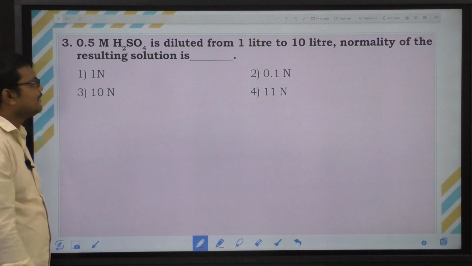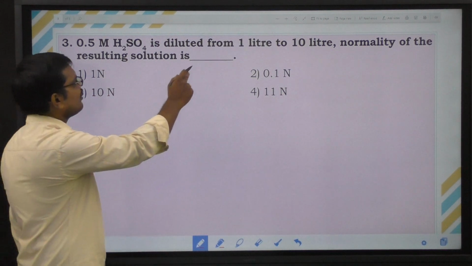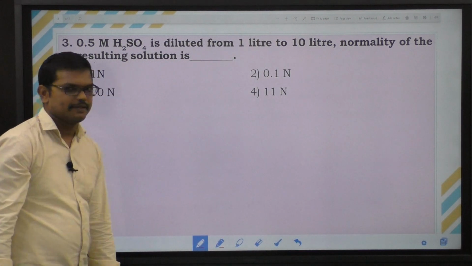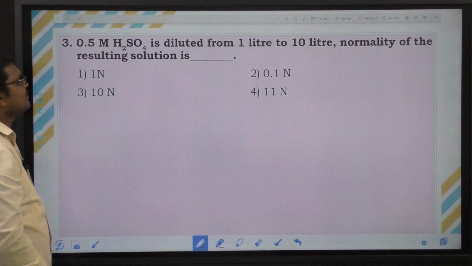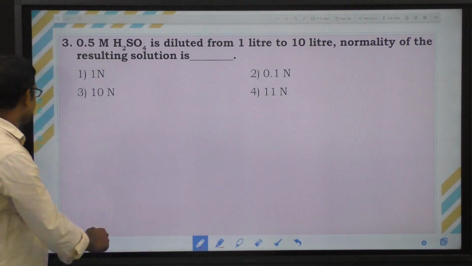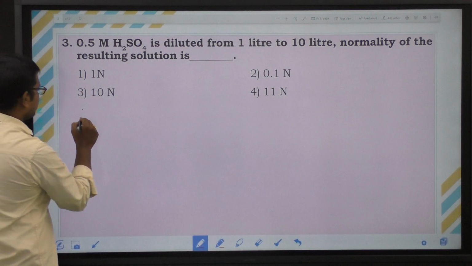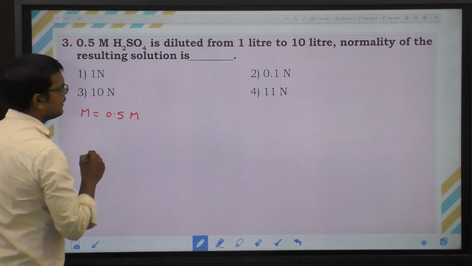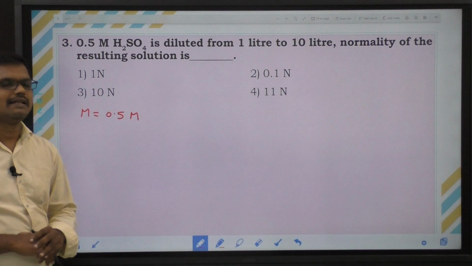Next, third question. 0.5 molarity H2SO4 is diluted from 1 liter to 10 liter. The normality of the resulting solution will be. Write the information. Molarity is given as 0.5, but the question asks for normality. So what is the relation between molarity and normality?